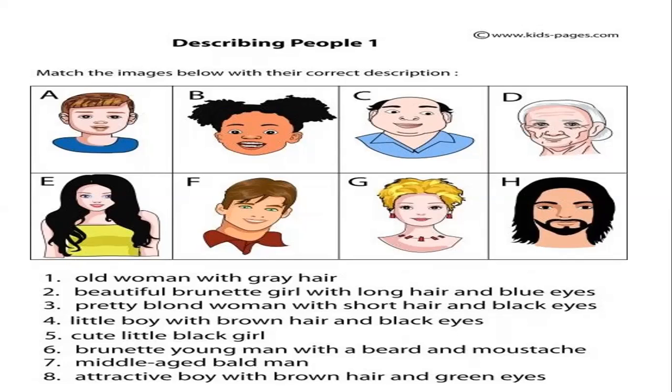Lo repito de nuevo. I will repeat it again. Pretty blonde woman with short hair and black eyes. Letter G. Letter G, that's right. Thank you. Number four. Little boy with brown hair and black eyes. Letter A. Yes, letter A. Number five. Cute little black girl.